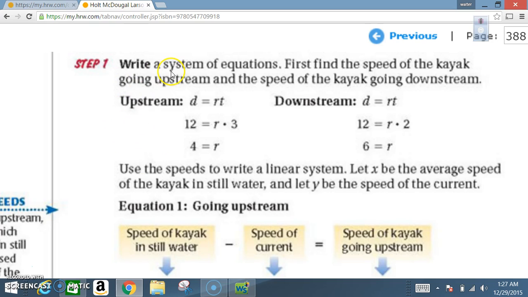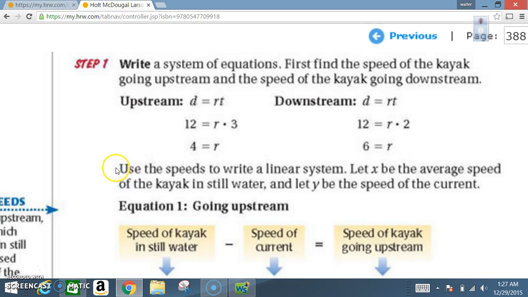Step 1. Write a system of equations. First, find the speed of the kayak going upstream and the speed of the kayak going downstream. Upstream, distance is equal to rate times time. The distance was 12, the rate we don't know, and the time was 3 hours. So we solve this for r. So we end up dividing both sides by 3, and r is equal to 4. Downstream, distance is equal to rate times time also. Distance is 12, the rate we don't know, and the time is 2, as in 2 hours. Here we divide both sides by 2, and r is equal to 6.